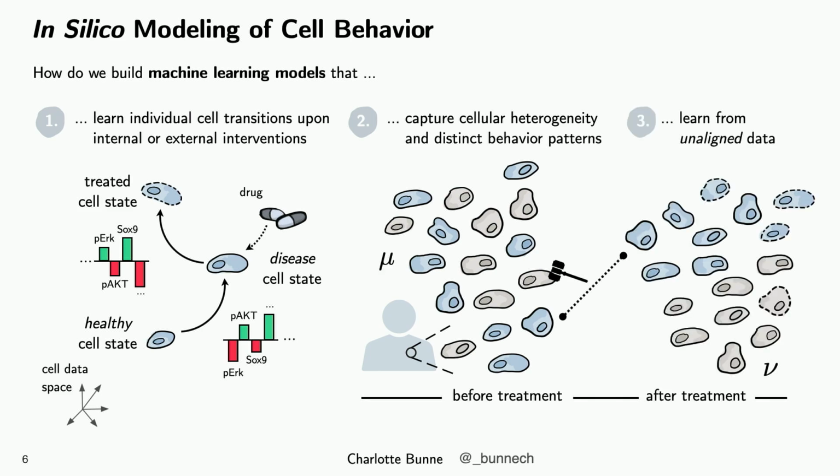And last but not least, the problem I already mentioned, right? I'm never working with aligned data. So I need to somewhat learn these methods or build these models based on the assumption that I have unaligned data, never a pairing of an unperturbed and a perturbed state.